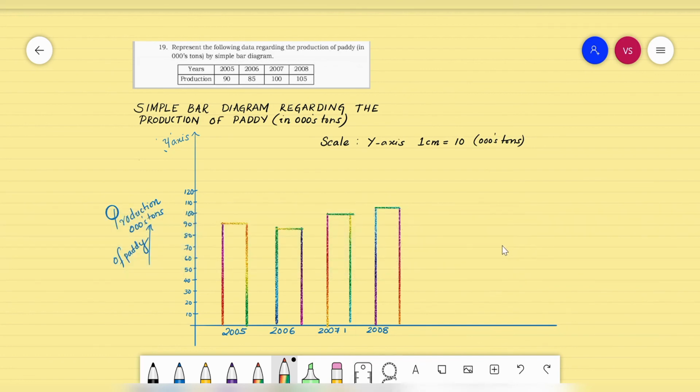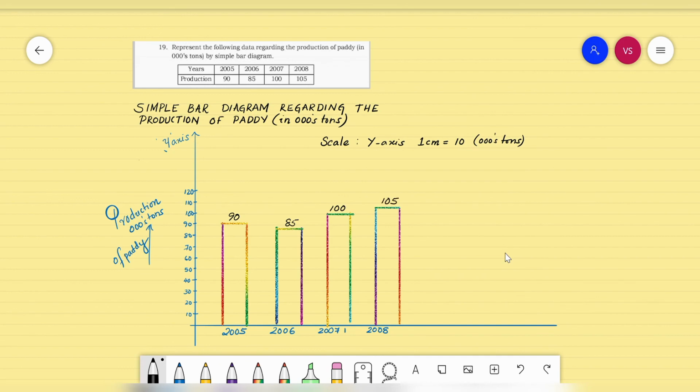You can shade these bars, students. You can shade with different colors, or you can leave it blank also. After that, at the top of each bar, you can write the measurement. So this is nothing but 90. We have taken this as 90. The length of this bar is 85, up to 85,000 tons. The length of this bar is somewhere 100, and the length of this bar is 105.